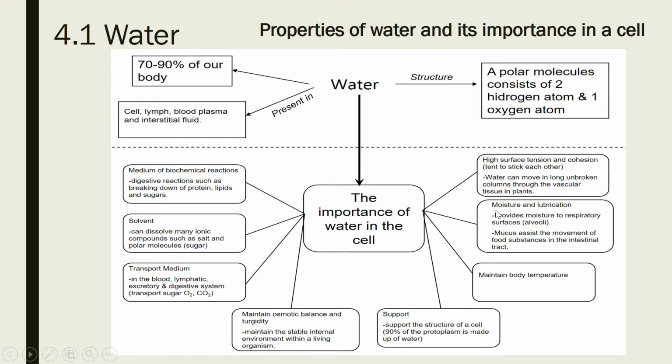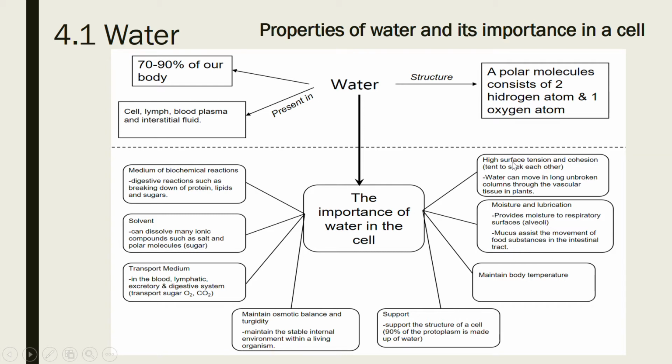Water serves as moisture and lubrication, especially for our respiratory surface, our alveolus, which must have some kind of moisture. That's why the smoker's lung is a little bit dried up because of the presence of the cigarette smoke. And this is not good because it has to have a moist surface to enable the gases to diffuse in. Also, mucus assists the movement of food substances in the intestinal tract.